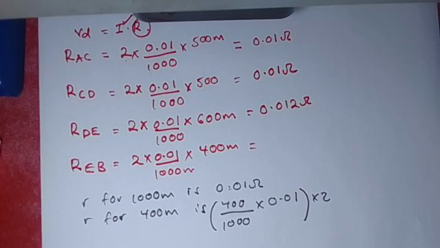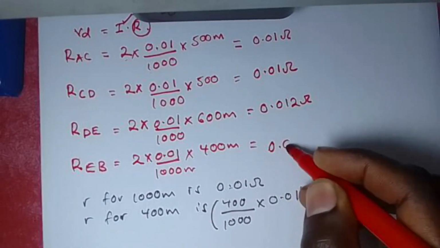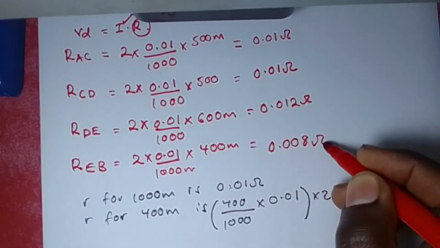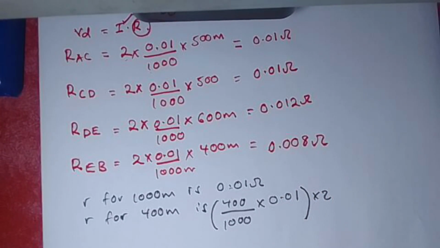So I hope we are together, Carol. Yes. From that, when we tap that into the calculator, we are able to get a resistance equal to 0.008 ohms. So those are our resistances per section.